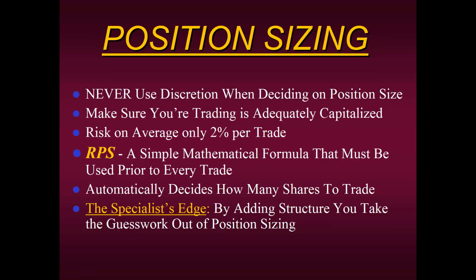On average, the standard benchmark, you only want to risk 2% per trade. So whatever your capital is, 50,000, 10,000, 5,000, each trade you will only be risking 2% of that. Now, the RPS method is a simple mathematical formula that must be used prior to every trade. Why? Because it automatically decides how many shares to trade.